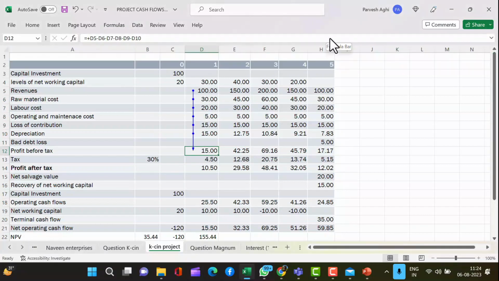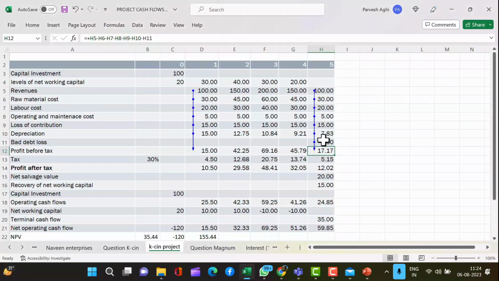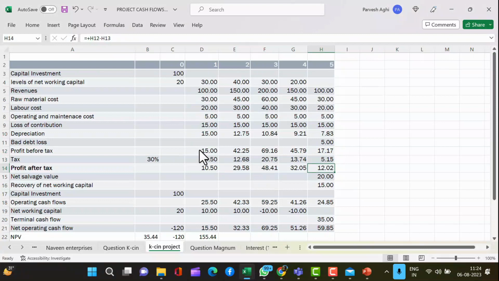Similarly, the formulas we can see here. So even this 5 million has been excluded. Is that okay? So this is the tax rate. Tax rate is 30%. So we have calculated the tax rate and then the profit after tax.